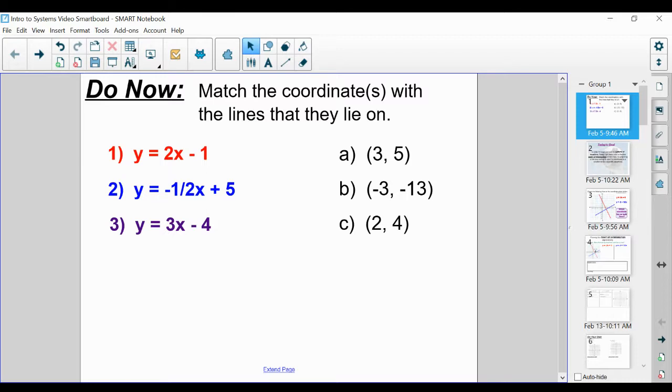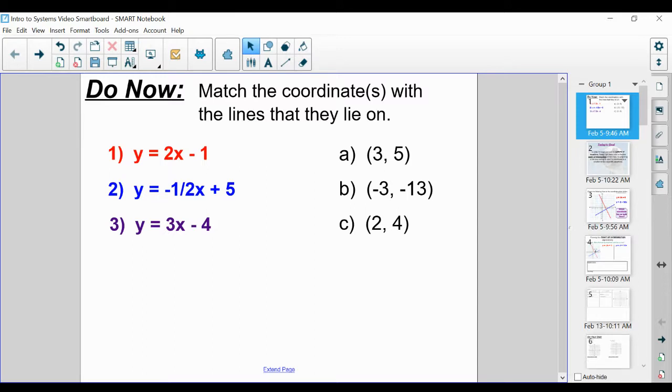Remember, in order for a coordinate to lie on that line, it has to satisfy the equation. So if we substitute in the x and the y value from a coordinate point into an equation, it's going to give us a true statement. If we substitute in a coordinate point and it gives us a false statement, that means that coordinate is not on that line. So, without further ado, please try out matching these coordinates and resume when you're ready to move on.